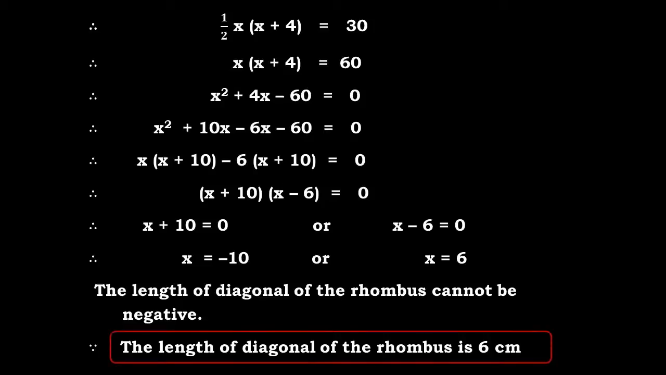See again student, we have to use the formula area of the rhombus is equal to half into product of the diagonals and then form an equation. You will get the length of the diagonal of the rhombus. One diagonal will become 6 and the other diagonal will become 6 plus 4, that is 10 centimeter.